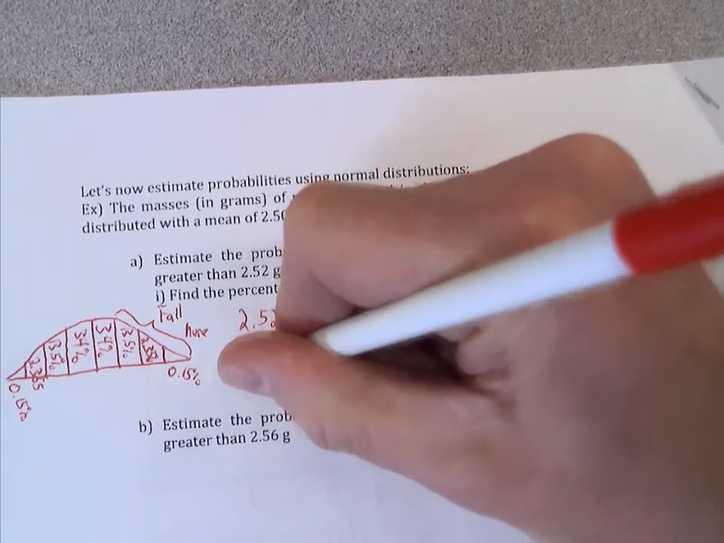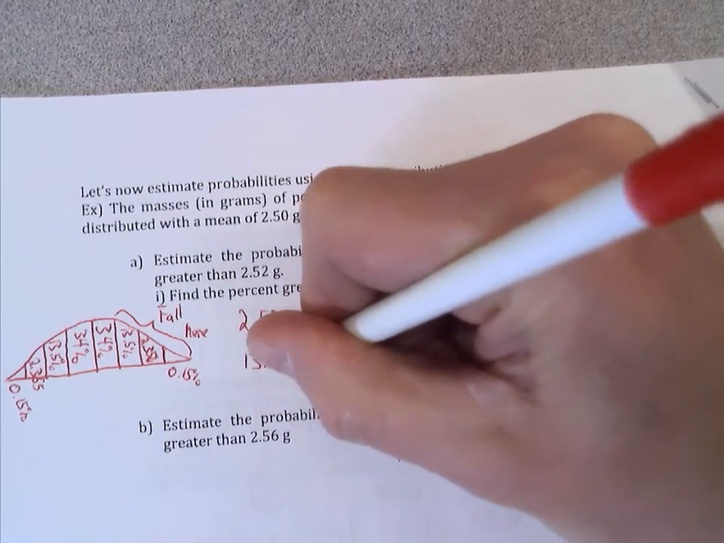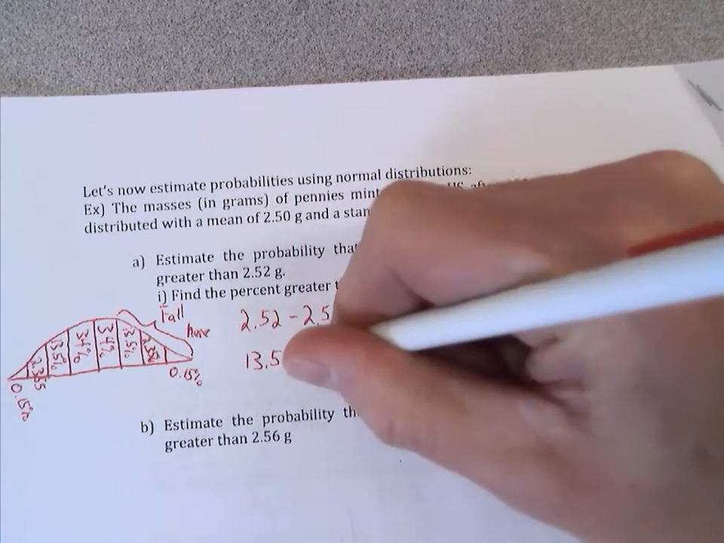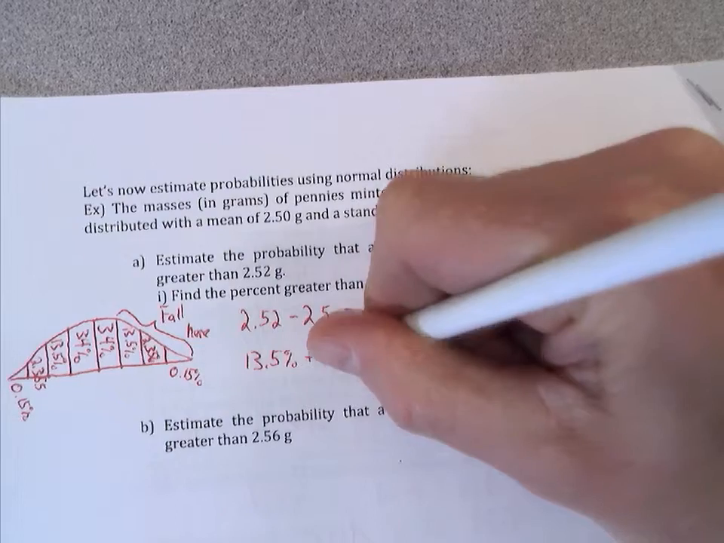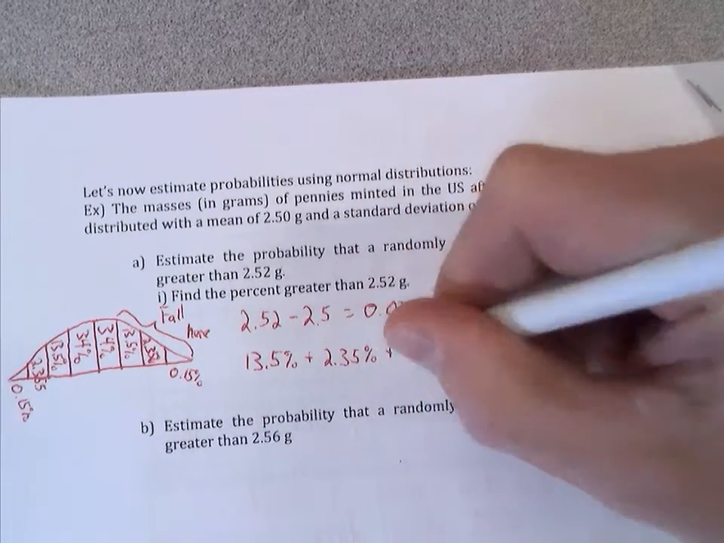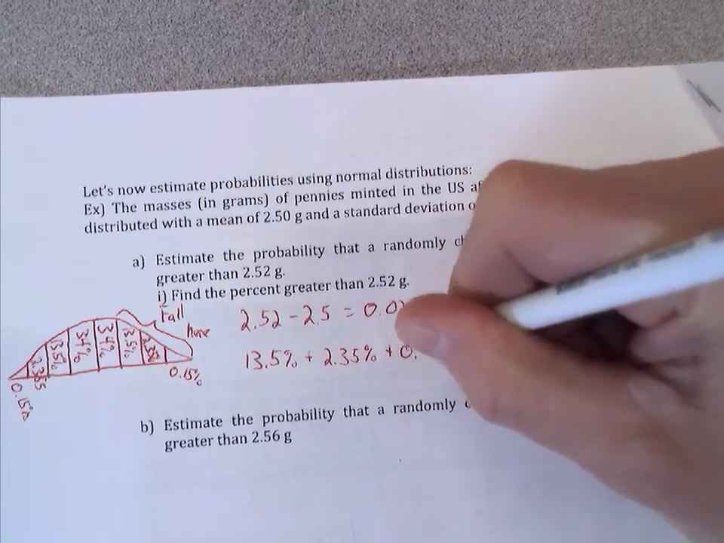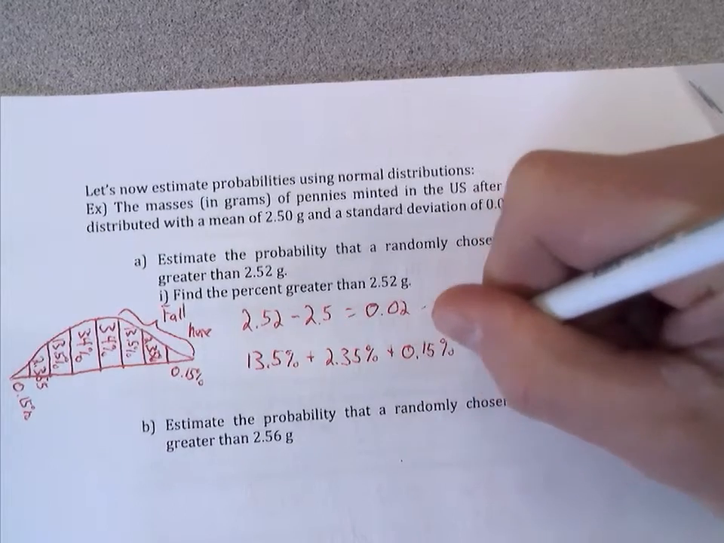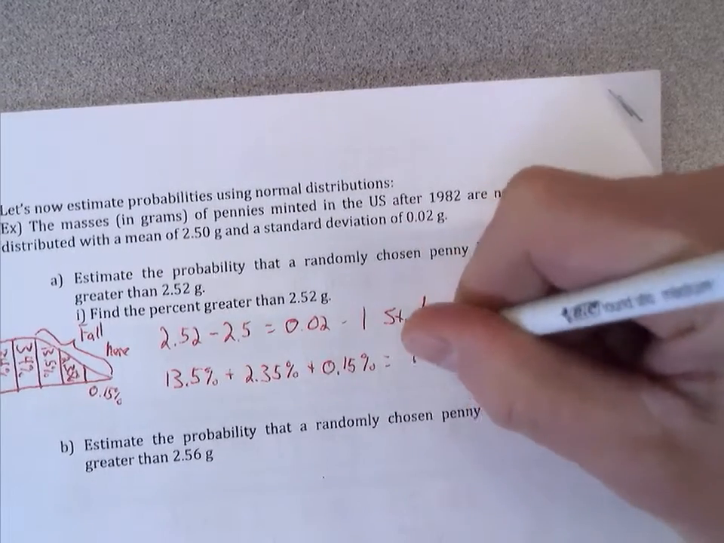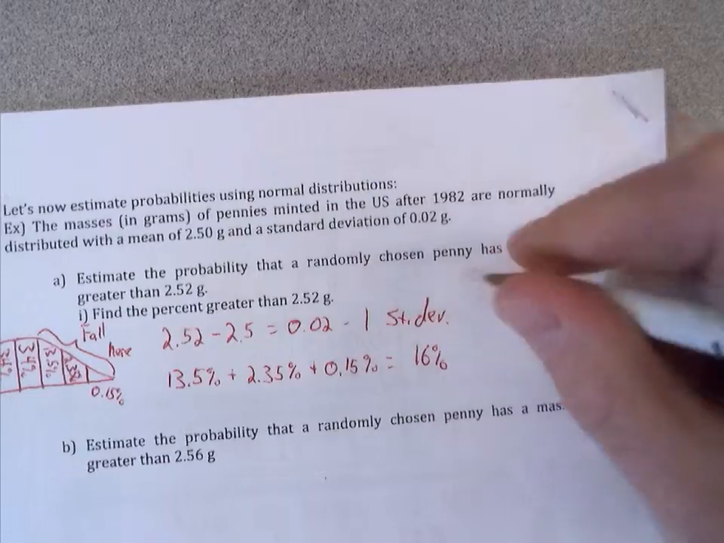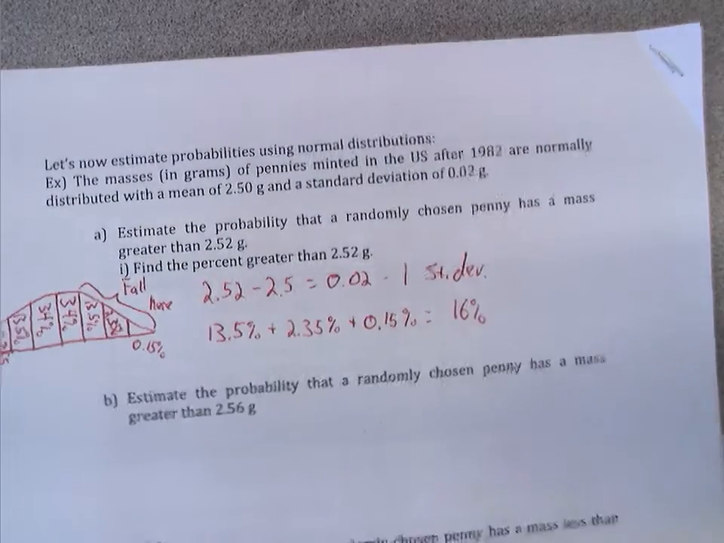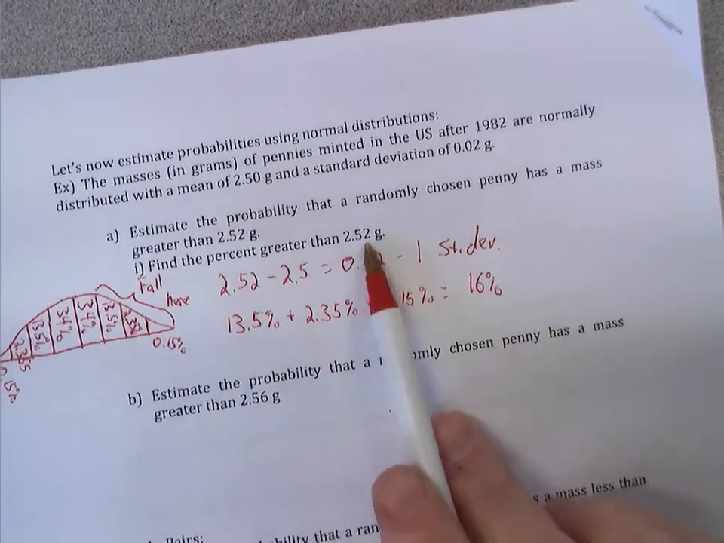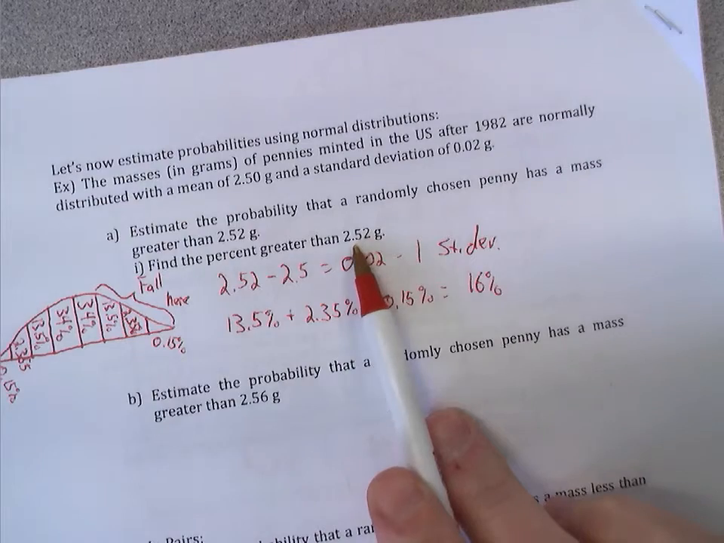So that means we're taking 13.5% plus 2.35% plus 0.15%, and we get roughly 16%. So only 16% of all the pennies that are minted are ever going to be greater than this number.